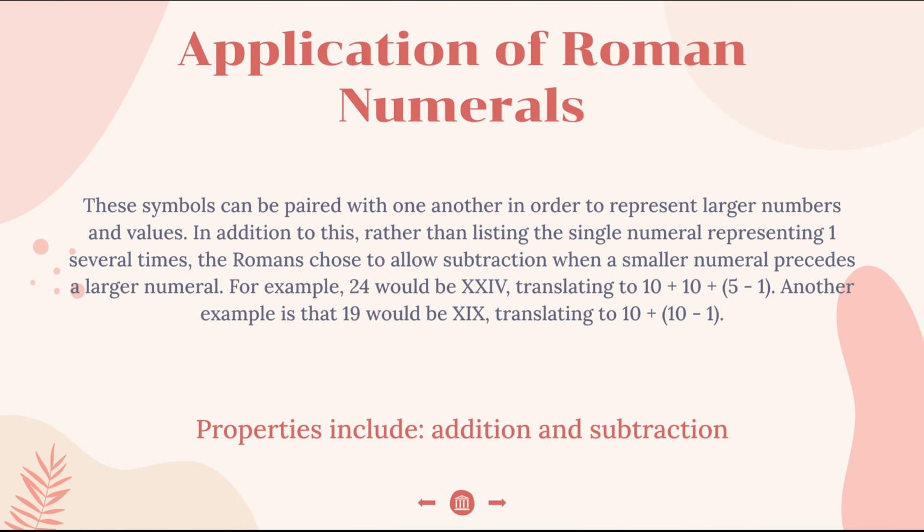Now we are going to look at the application of Roman numerals. These symbols can be paired with one another in order to represent larger numbers and values. In addition to this, rather than listing the single numeral representing 1 several times, the Romans chose to allow subtraction when a smaller numeral precedes a larger numeral. For example, 24 would be XXIV, translating to 10 plus 10 plus 5 minus 1. Another example is that 19 would be XIX, translating to 10 plus 10 minus 1. The properties that are included are addition and subtraction.